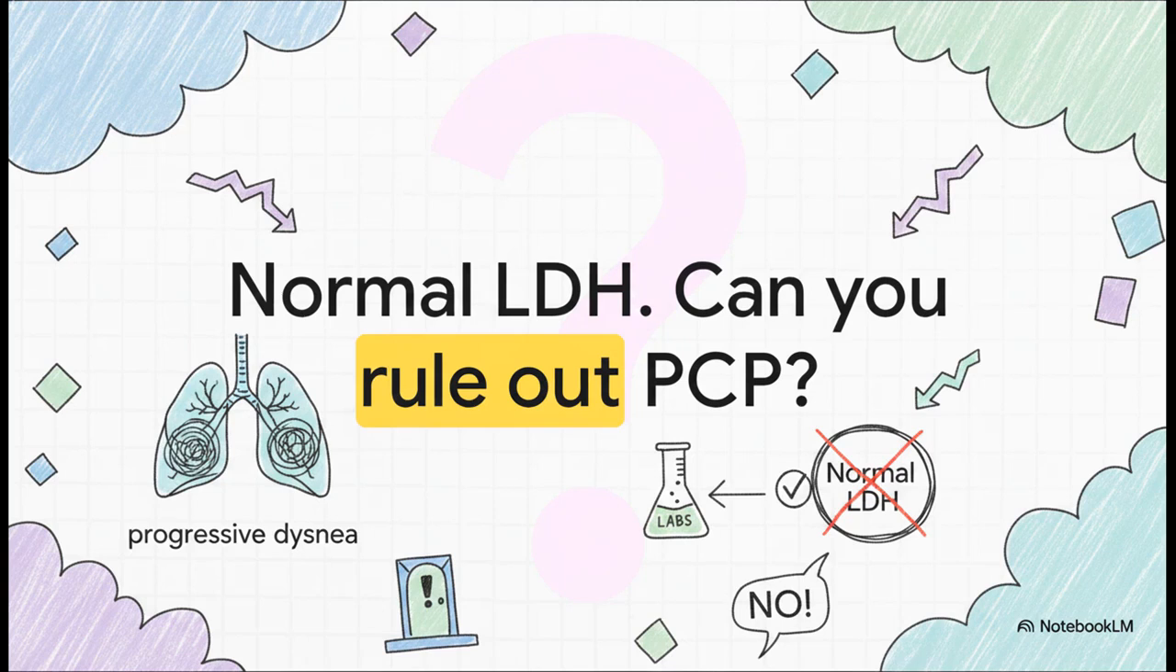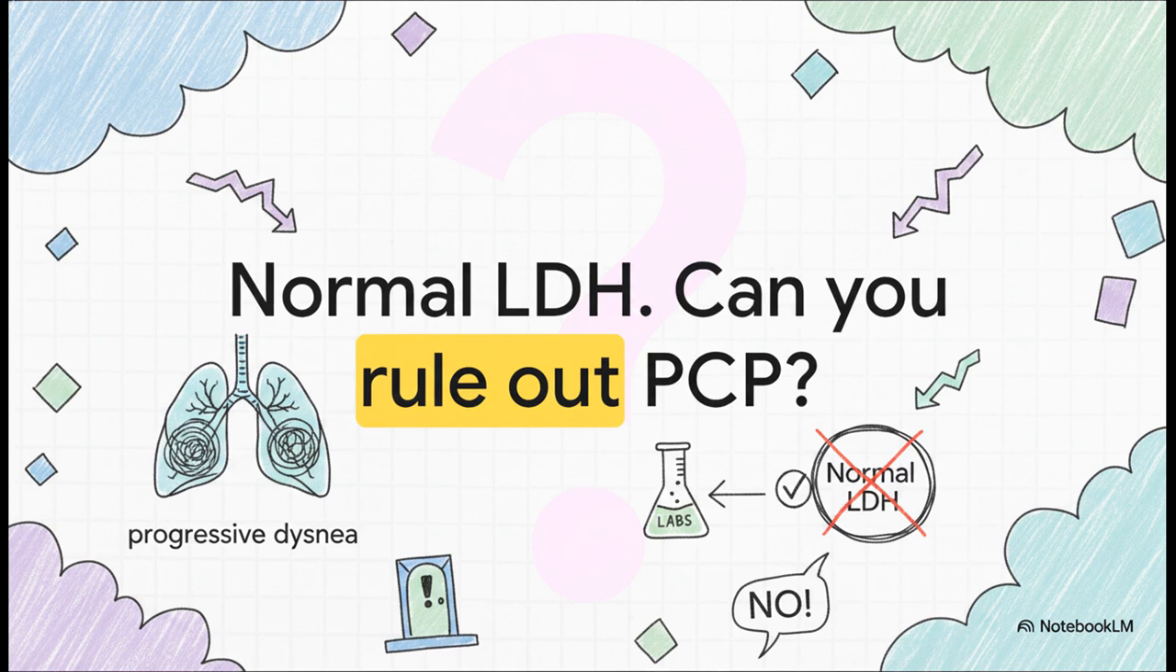Let's start with a scenario. A non-HIV immunosuppressed patient comes in with progressive dyspnea. You run the labs, right? And the LDH comes back completely normal. So can you confidently rule out Pneumocystis jirovecii pneumonia? Well, if you said yes, you just fell right into a classic board exam trap.